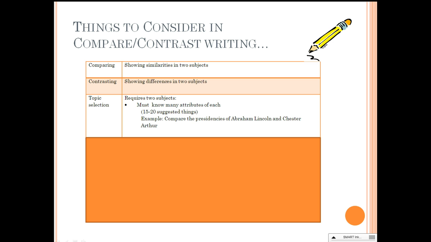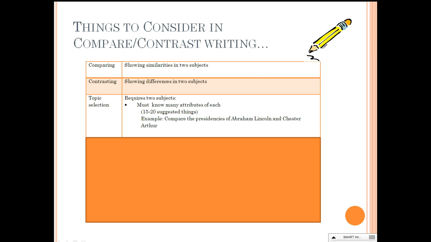So when you're thinking about the topic that you're choosing, it usually requires 2 subjects, and you need to know a lot of attributes for each of them, 15 to 20 different things that stick out in both of these 2 things that you're comparing. So, for example, comparing the presidencies of Abraham Lincoln and Chester Arthur, meaning you need to know at least 15 to 20 things about President Lincoln and President Arthur so that you can actually compare, contrast, or figure out what you're going to do.